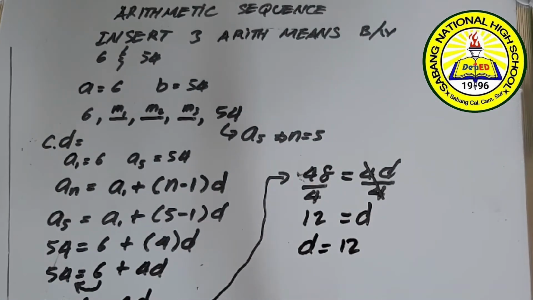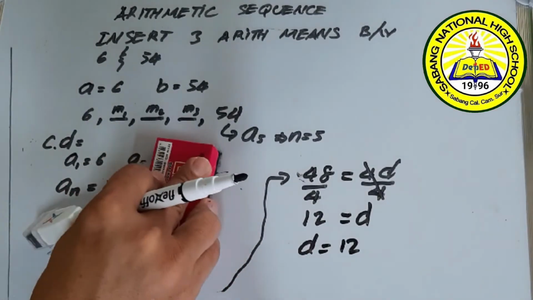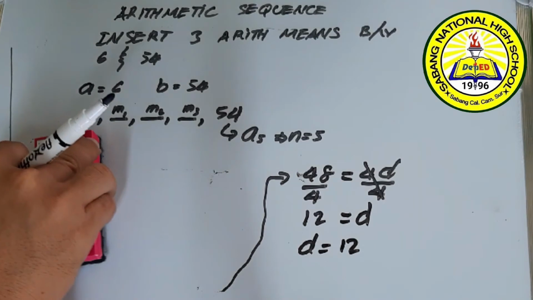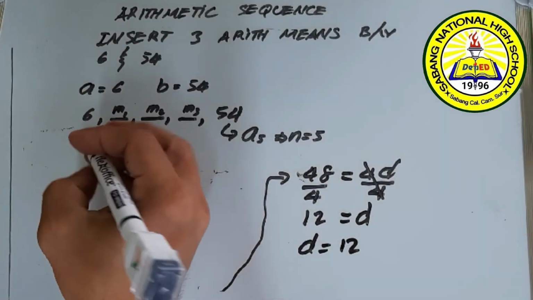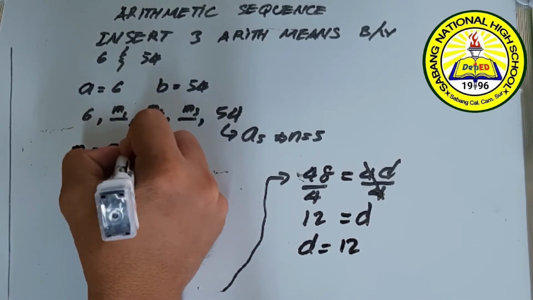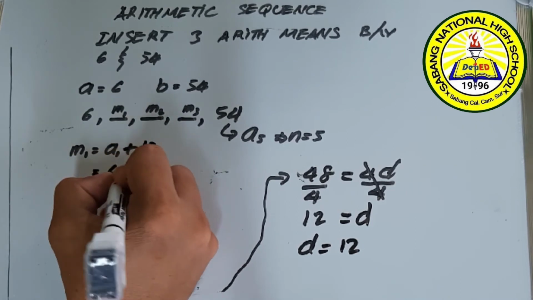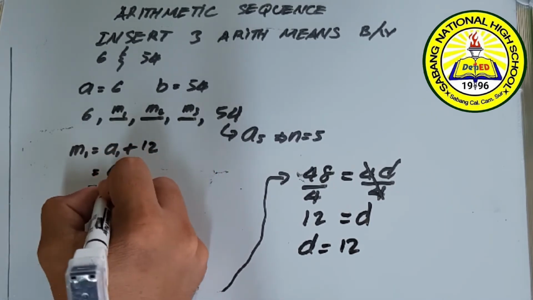Now that we know the common difference, we can now write the values of m sub 1, m sub 2, and m sub 3. The answer now for m sub 1: m sub 1 is equal to a sub 1 plus the common difference 12, which is 6 plus 12, that is 18.